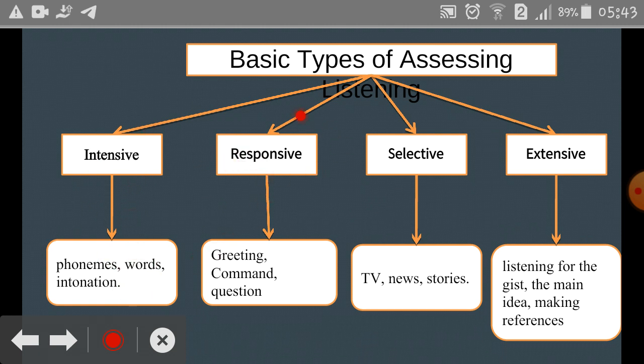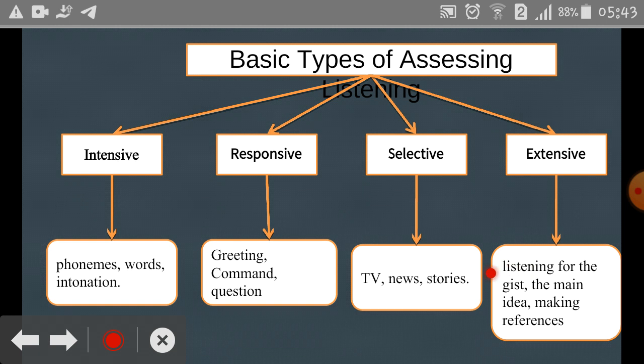The second one is responsive listening. It is usually given to the next level of students, for example elementary school students or maybe junior high school students if it is in Indonesia. For example, the students give greetings, comments, or questions. And the next one, selective listening. It can be given to senior high school students, for example listening to TV news or stories, and then after that you ask them to retell the stories, write summaries, or paraphrase the news, for example. Next one is extensive listening.